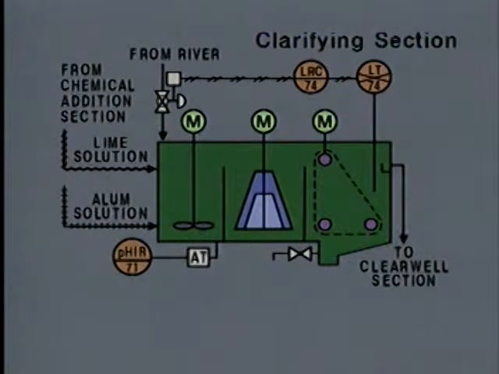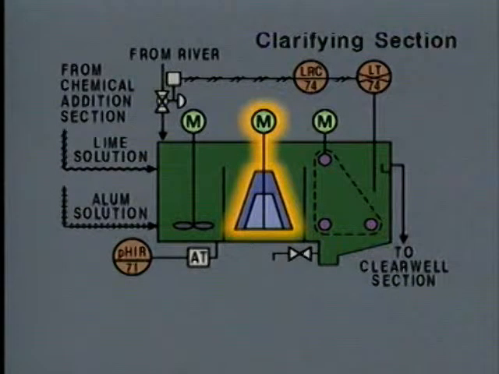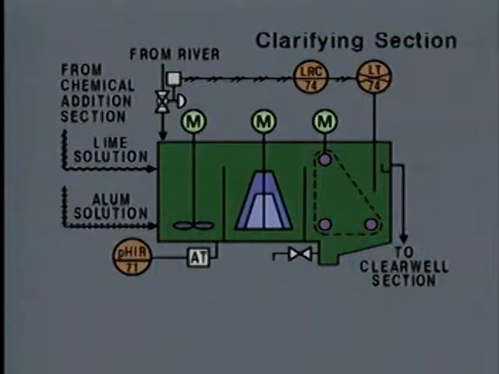The mixture of water and chemicals in the flash mixer overflows a weir and enters the flocculation basin. In the flocculation basin, the water and chemicals are stirred gently by this large mixer. Here, the clumps of solid material grow larger. From the flocculation basin, the water and solids overflow another weir into the sedimentation basin. Here, the clumps of suspended solids settle out and form a sludge in the bottom of the basin.